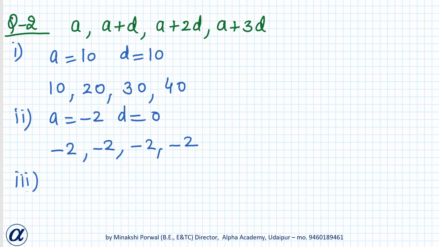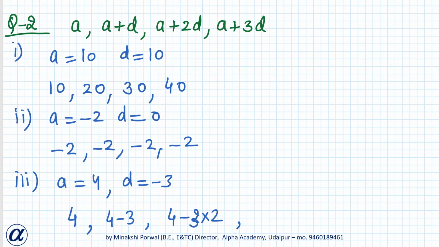Then A is 4, D is minus 3. So first term is 4. Second term will be 4 minus 3, that is 1. Then it will be 4 minus 2 into 3, that is 4 minus 6, which is minus 2. And 4 minus 3 into 3, that is 4 minus 9, which is minus 5.